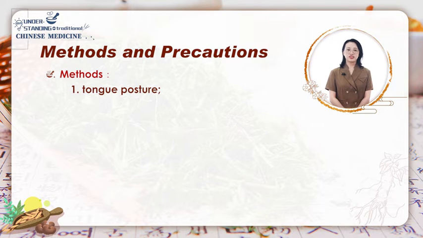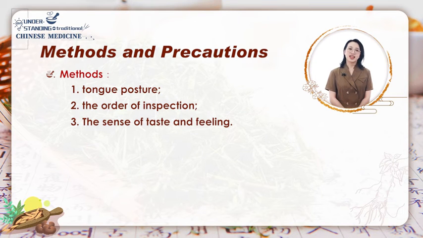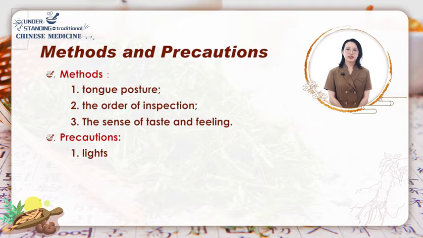First, tongue posture. The tongue body should stick out naturally, relaxed, and be exposed sufficiently. Second, the order of inspection should be from the tongue tip to the middle part, then the tongue edge, and the tongue root. Third, the sense of taste and feeling should also be asked. Meanwhile, it is essential to exclude some factors that may cause false information, like the quality and brightness of light, which has a great impact on the color of the tongue.